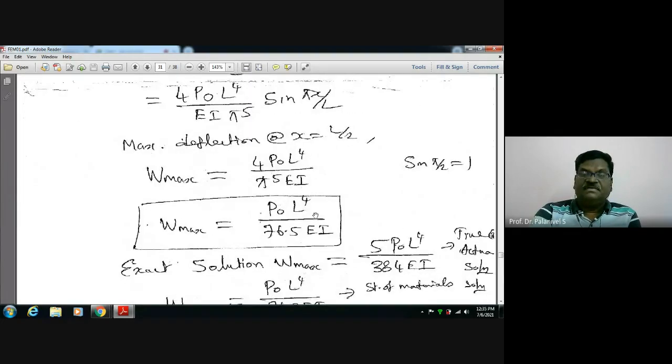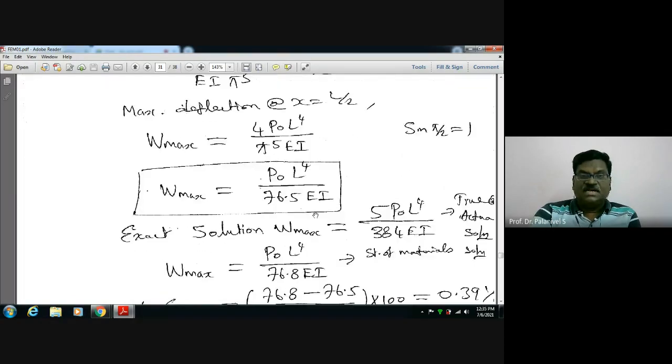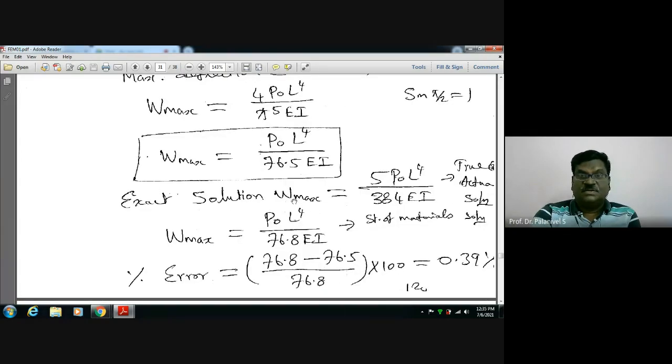Already we have it from the double integration method or Macaulay's method, which is the equilibrium approach. Already we know the exact solution, W max equal to, please recall, 5 divided by 384 into P0 L^4 by EI. This expression is well known to you. The maximum deflection, when a simply supported beam is subjected to UDL, is at the center, whose value is 5 P0 L^4 divided by 384 EI.